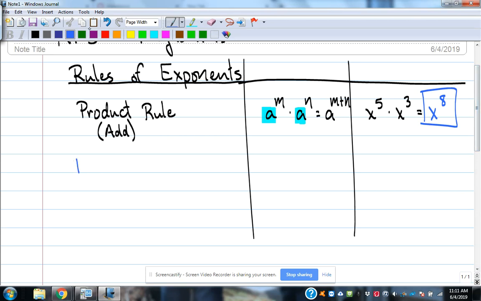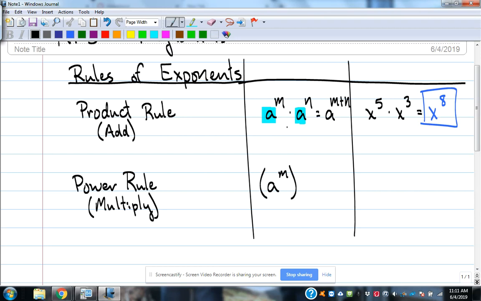The next one is the power rule. The idea is to multiply the exponents. The way it works is you've got some number or some base with an exponent, and it's got parentheses on it. So when you see parentheses and then an exponential type thing, that tells you, hey, I've got to multiply the exponents. Parentheses, power rule, that's multiply.